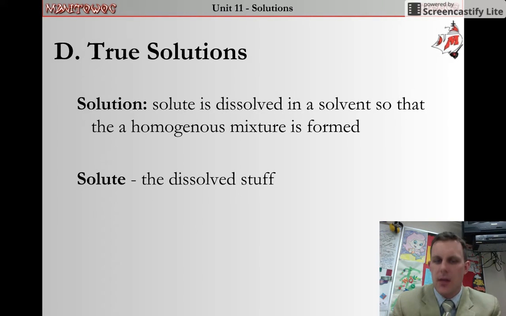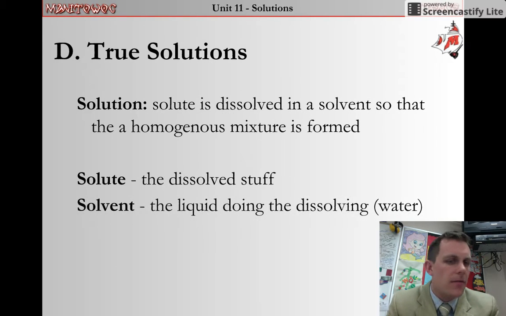So a solute, what is a solute? A solute is the dissolved stuff. So if you're thinking about like sugar water, sugar is the solute. The solvent is the liquid doing the dissolving. Now, 9 times out of 10, that is water. It doesn't always have to be water. We could use alcohol or we could use gasoline. Just all depends on the polarity of the substance. But more often than not, the solvent in our case is going to be water.